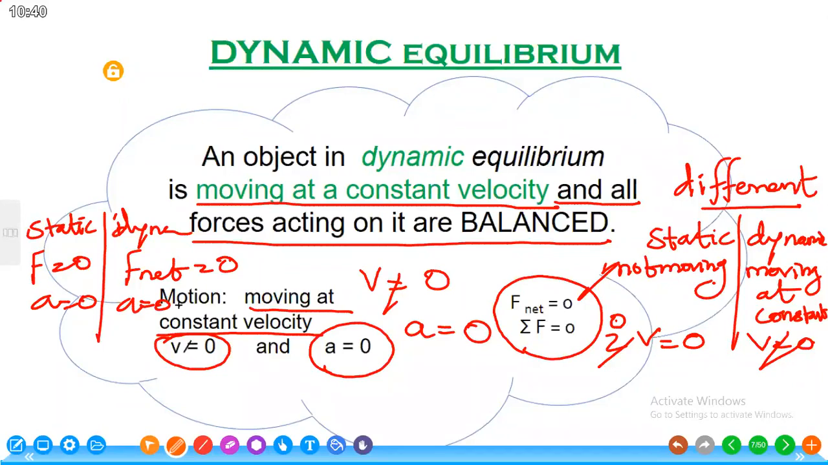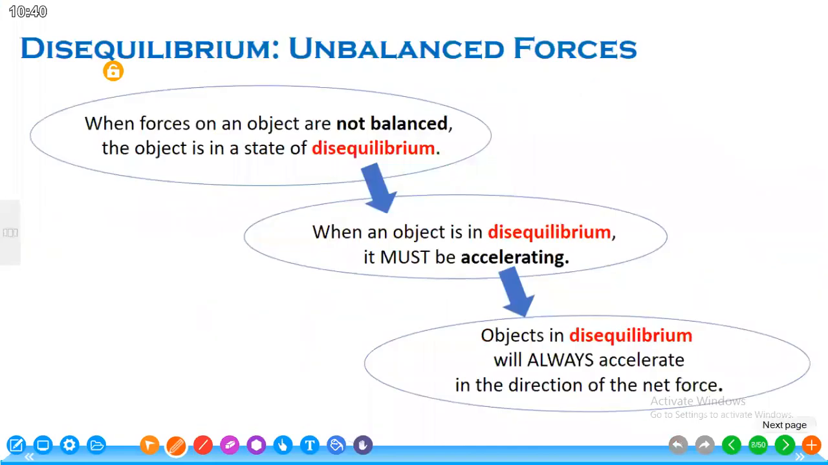So now what have we studied? First, the definition of equilibrium. Then equilibrium can be categorized into two ways, static equilibrium and dynamic equilibrium. Then we know about the difference between the definitions of static and dynamic, the difference between static equilibrium and dynamic equilibrium, and the similarities between them. Then disequilibrium or unbalanced force.